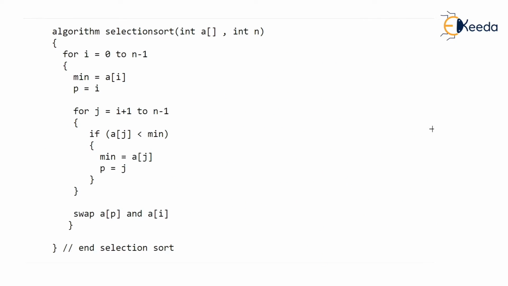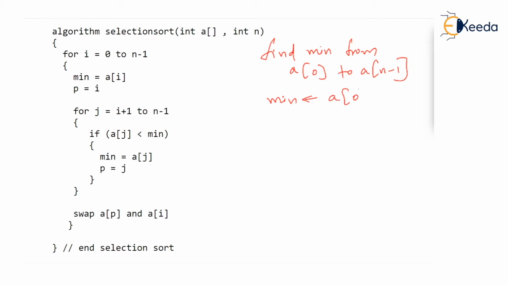Let's try this. I will write it neatly again. Just bear with me. The problem is to find minimum from a0 to an minus 1. That is the entire array. We want to find out the minimum. So we will start min with a0. We will assume a0 is minimum and we will take one more variable p. P will be 0. Now we will start a loop for j equal to 1 to n minus 1.